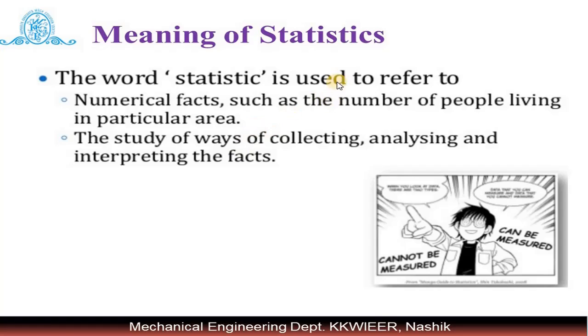Statistics is usually used to refer to, first, numerical facts, such as the number of people living in a particular area. This is a general example, so we can use that. Or we can say it is the study of the different ways of collecting, analyzing and then interpreting those numerical facts, which is what we focused on in our learning objectives. This small picture represents a huge thing: unless statistics is used, we either can or cannot measure. The thing which is measurable will come under the category of statistics.